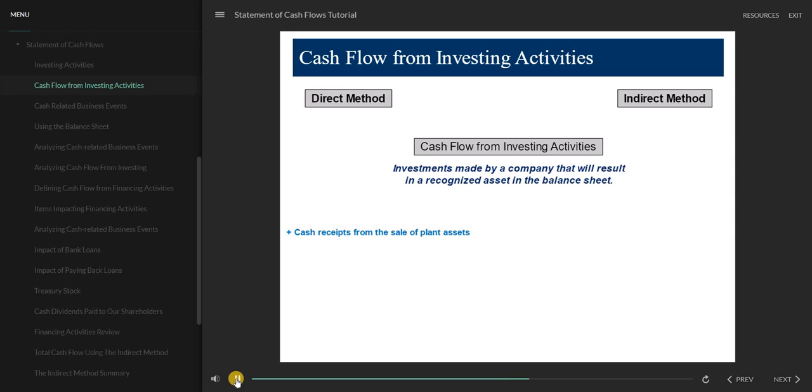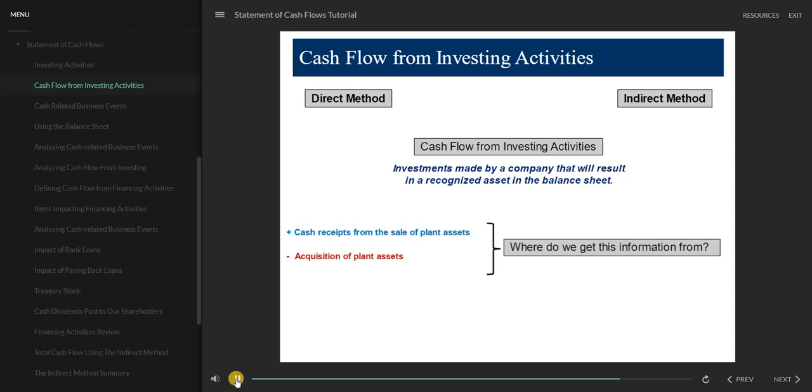Conversely, if we bought or acquired assets by paying cash, this would have reduced our cash, so we want to deduct that amount from our equation. So where do we get this information from?